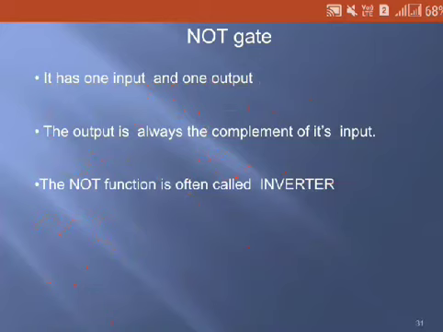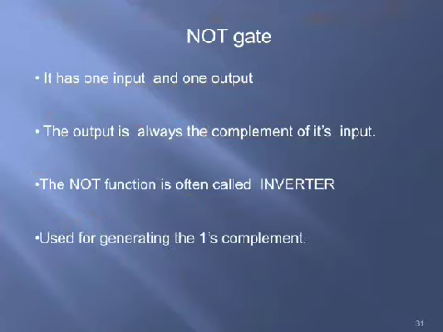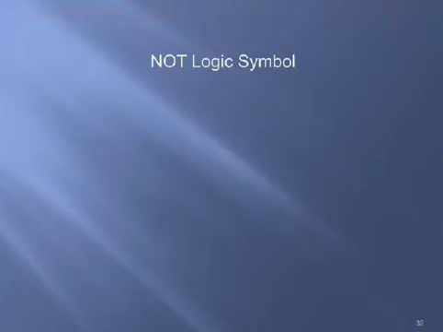So we will be simply inverting or complementing the given input. If 1 is given as input, you will be getting 0 as output of the NOT gate. If 0 is given as input to the NOT gate, you will be getting 1 as output. Simply it is inverting the input you are giving and producing it at the output. The NOT gate is mainly used for generating the ones complement.